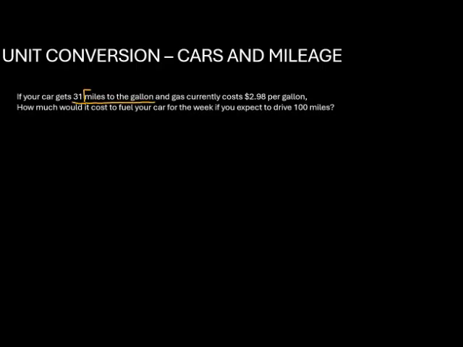Since this involves both miles and gallons, this is a compound unit. We say this is a compound unit because miles and gallons are two completely different units. We also have another compound unit at the end of this line, $2.98, which is money, and also gallons. Since money is not the same as gallons, this is another compound unit.